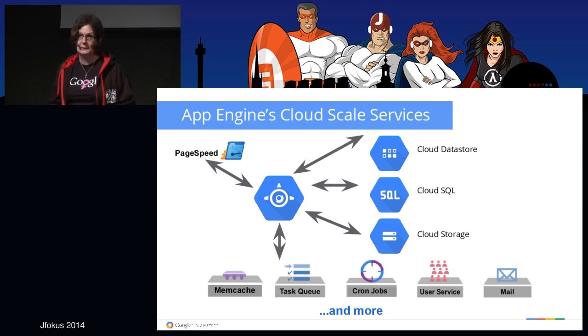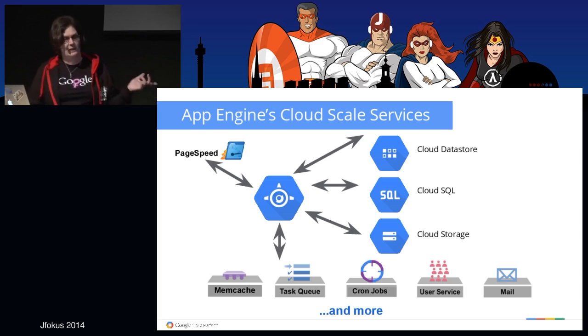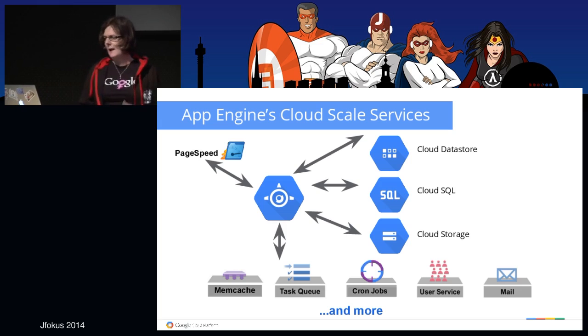We also offer Cloud SQL, which is managed MySQL instances in the cloud, and Google Cloud Storage, which is a bucket-based store that allows you to store objects. You can store up to 5 terabytes an object, any amount of data that you like. App Engine also has access to its own services such as Memcache, Task Queue, cron jobs, user service for managing user accounts, and mail, and other services such as PageSpeed.